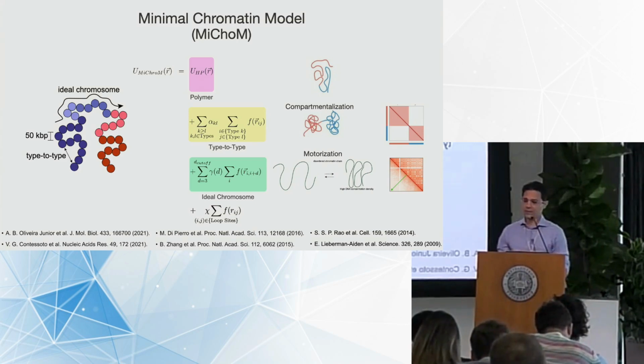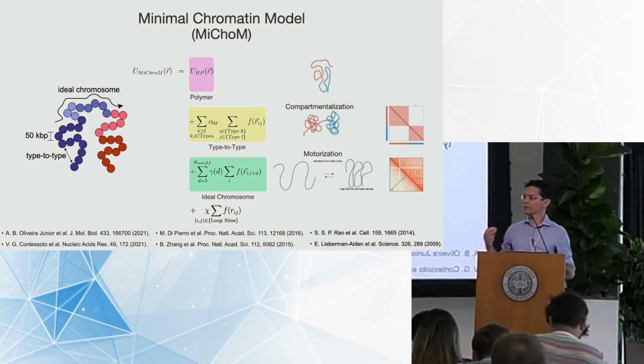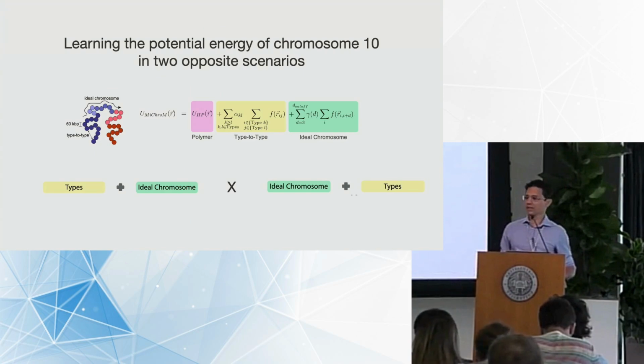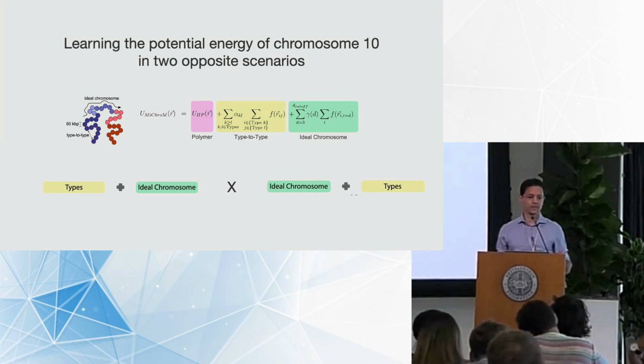So in this model, let's just stop here and think about these two main terms: the compartmentalization, the type-to-type term, and the ideal chromosome. We want to investigate what their contributions are to the model when we have the configurational ensemble of this simulation. For that, we're going to take two approaches. First, we learn the compartmentalization term, which is types, and then the ideal chromosome, which has been done before. And now we're going to do a second approach, which is the opposite: trying to learn the ideal chromosome first and then types.